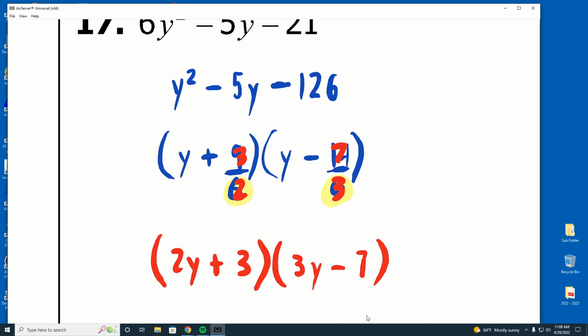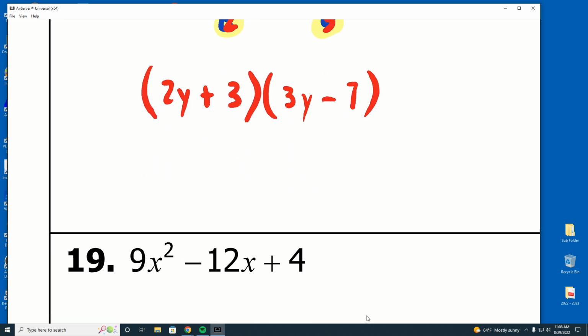Now listen, is this necessary when you have a trinomial that has an a value of 1? No, because if you multiply a times c, it's the same value. This is only necessary when your a value is not 1. Y'all understand? Let's do another one.